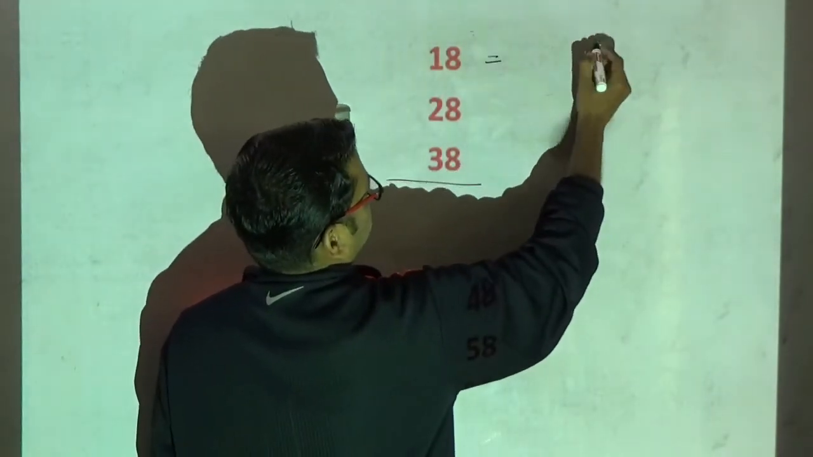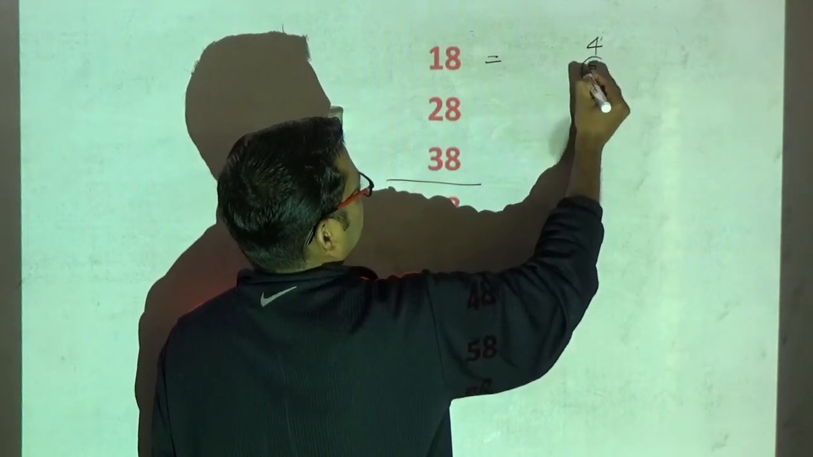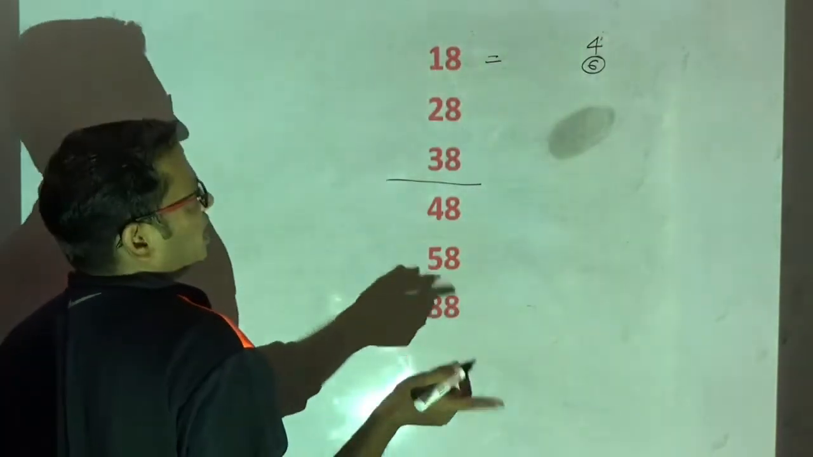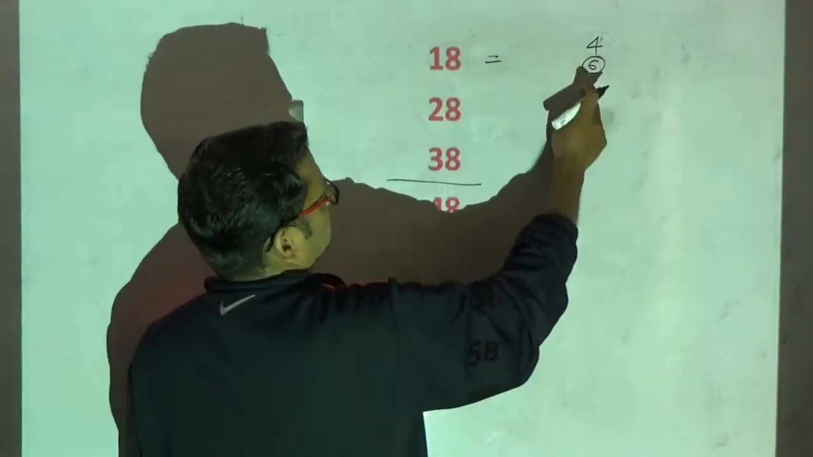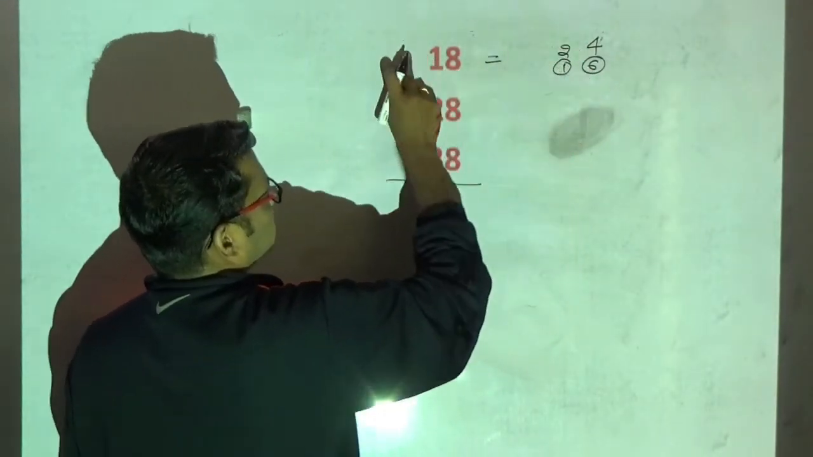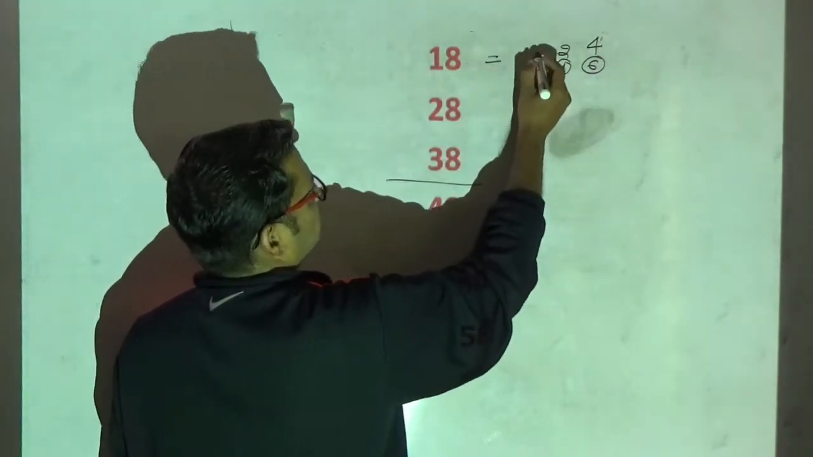8 square 64. 4, 6 is the carry. Double of 8 will become 16. End digit is 6. In your 16, what is the end digit? 6. 6 into 1 is 6. 6 plus 6 is 12. Carry 1. Here next number is 2. 2 into 1 is 2 plus 1 is 3.